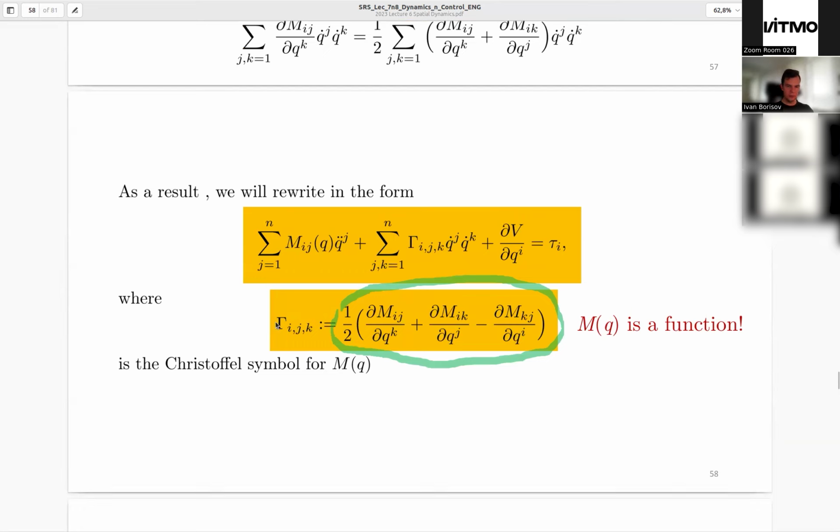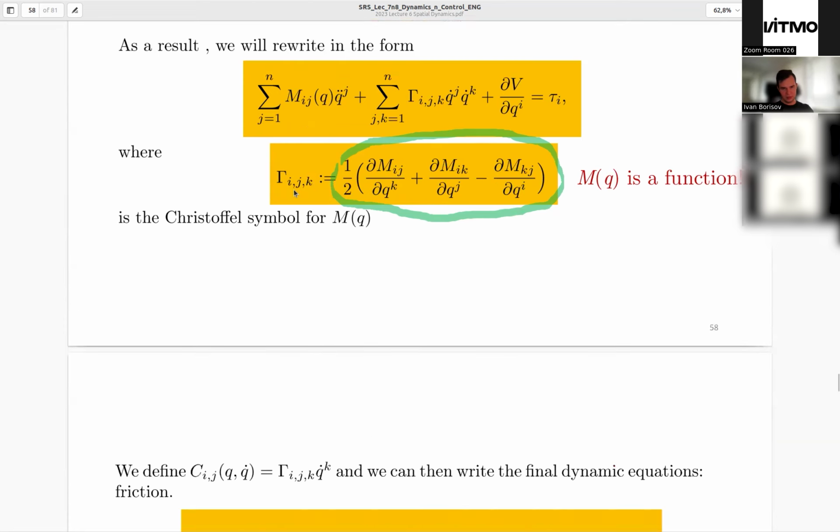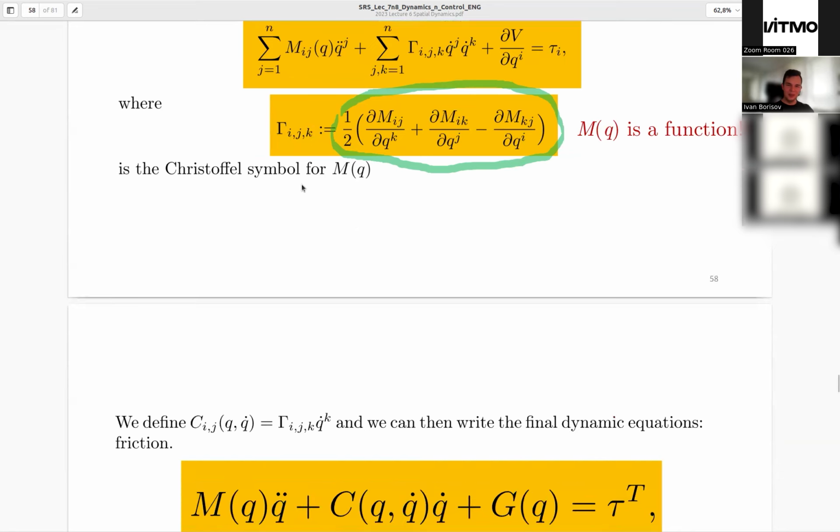This is the Greek letter. I do not know how to pronounce it. In Russian, it looks like G. Let's say that it's G, but I'm sure it's not. It's gamma. Gamma, okay. Thank you. So this is gamma, and you can compute it if you know your mass matrix.